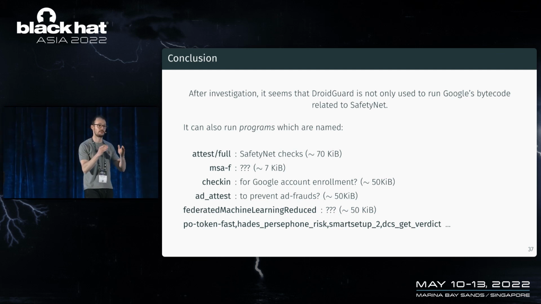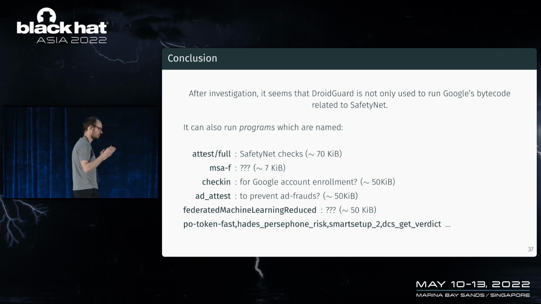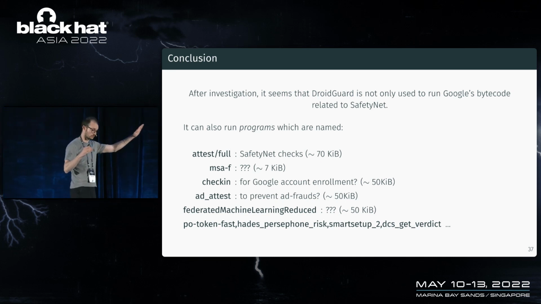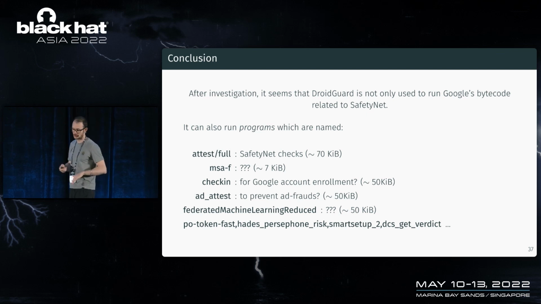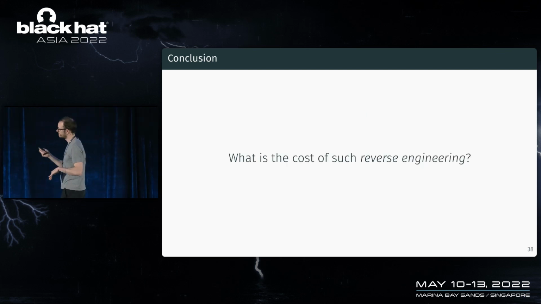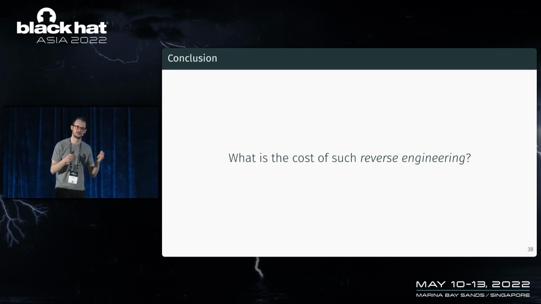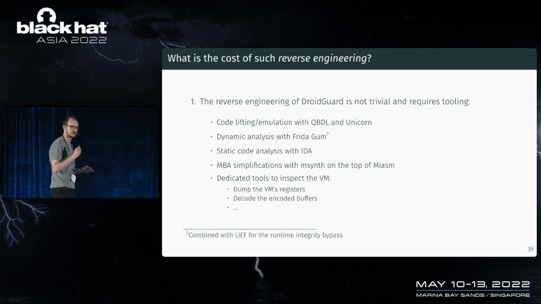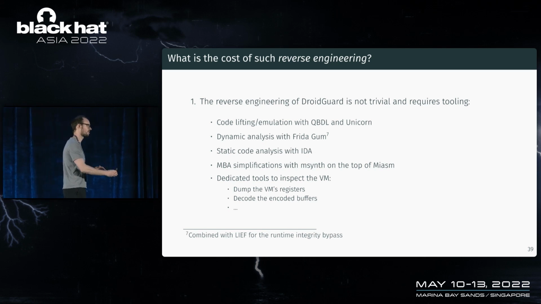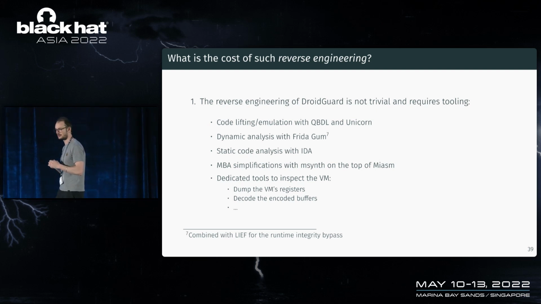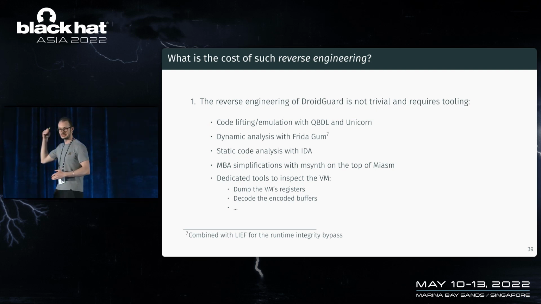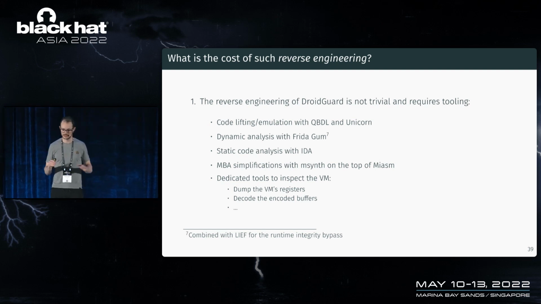So DroidGuard provides all the design to run Google bytecode on your device with different layers of obfuscation. Now, one question is, what is the cost of this kind of reverse engineering? Definitely it is very difficult, and it took me several months, so I won't say it's very easy and just a matter of 2 days. No, it takes months, and you have to deal with the updates, you have to deal with different layers of obfuscation, so it's not very easy.